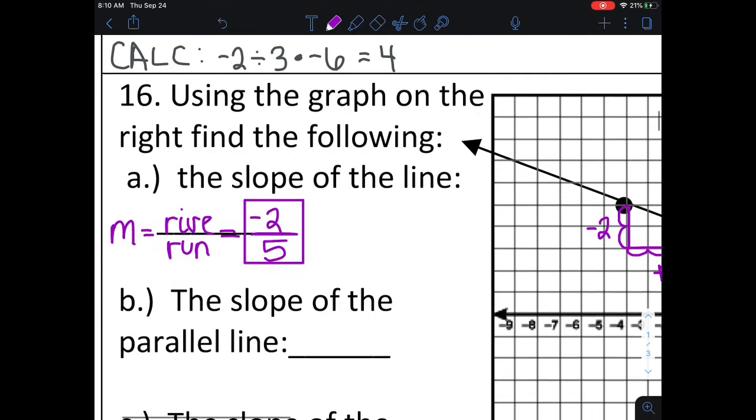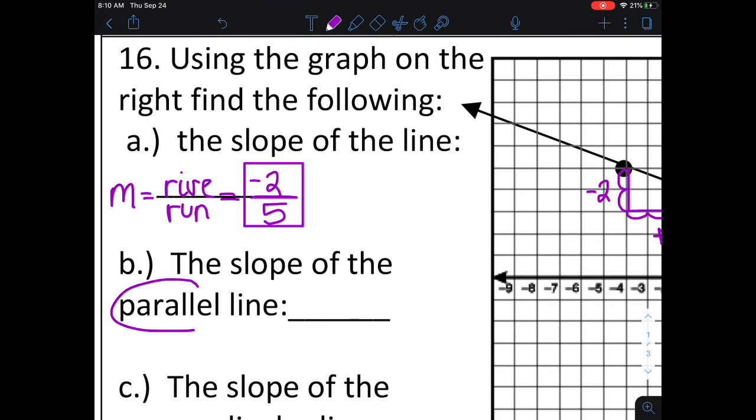All right, now the slope of a parallel line. Don't forget, parallel lines are equal. They have equal slope. So that's going to still be -2/5.